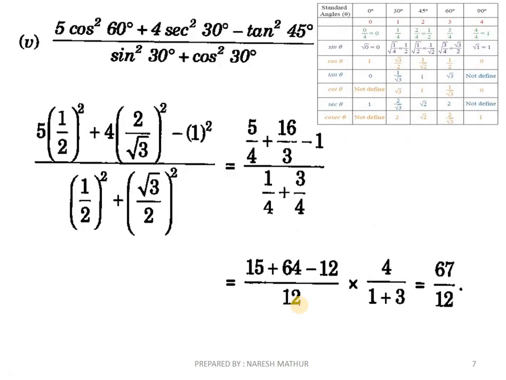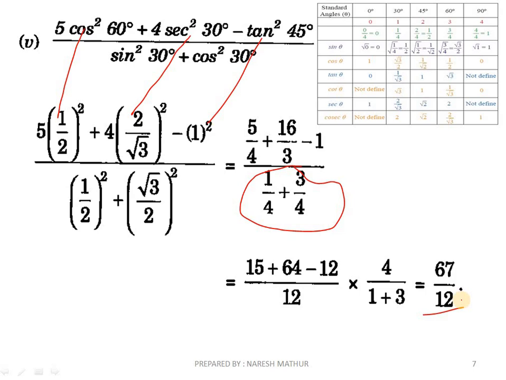Next question says 5 cos square 60 plus 4 sec square 30 minus tan square 45 upon sin square 30 plus cos square 30. So just put the values: cos 60 is half, sec 30 is 2 by root 3 and tan 45 is 1. Sin 30 is half, cos 30 is root 3 by 2. So at the denominator we are getting 1/4 plus 3/4, which is 1. We just need to solve this number. Just take LCM and we'll get 12 as the LCM. After solving it, we'll get the answer as 67 by 12.